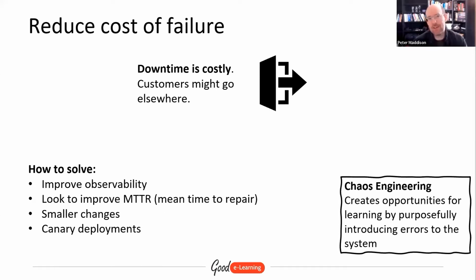So chaos engineering deserves a bit of a mention here, because when we have these large distributed systems and we're looking to learn from production, we need things to fail. And if we want to learn faster, we might want things to fail faster. So chaos engineering is a way of introducing those opportunities for learning by purposefully introducing errors into the system, shutting down services, bringing pieces of the environment down.